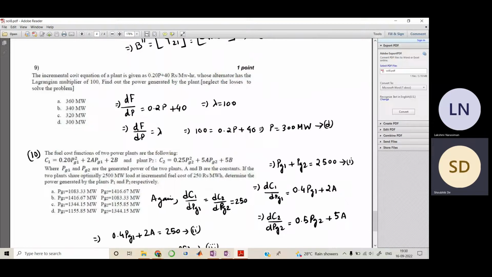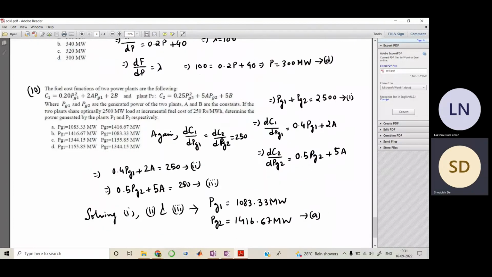So the incremental cost equation is given by this: the incremental cost of fuel by the incremental power generated by the plant. So dF by dP is 0.2P plus 40, and your Lagrangian multiplier is 100. We know this equation for different kinds of generators, and it can be simplified to dF by dP equals lambda. So from this, it comes out to be 300 megawatt, the power generated by the plant.